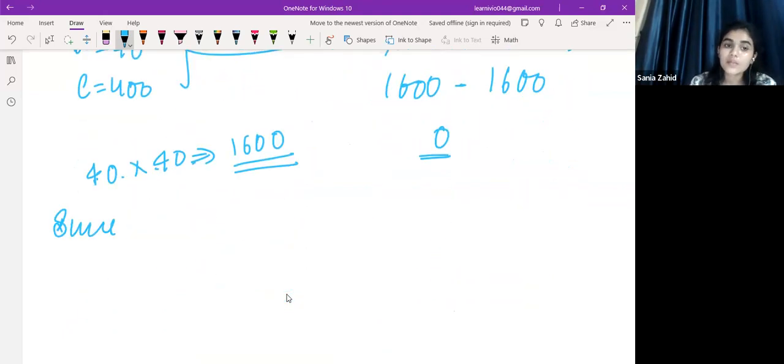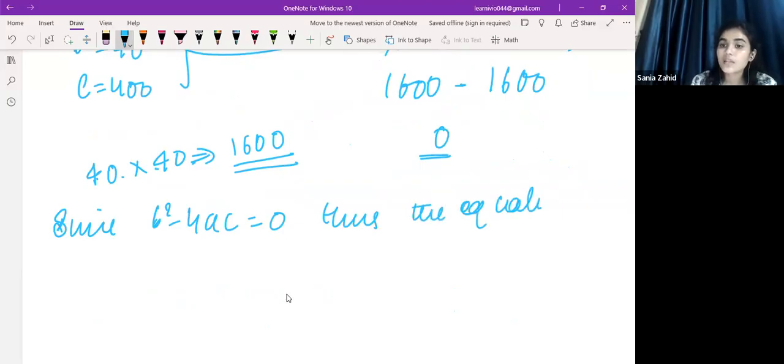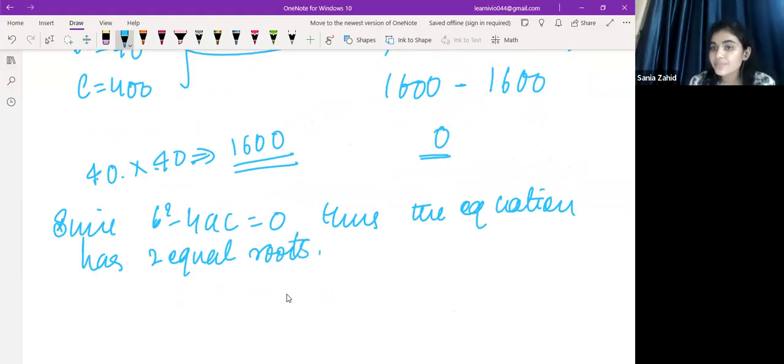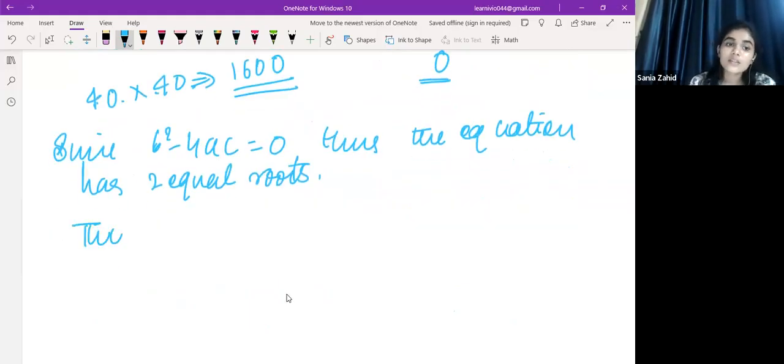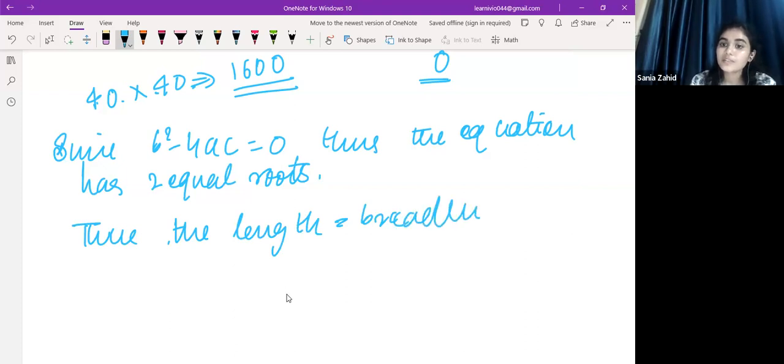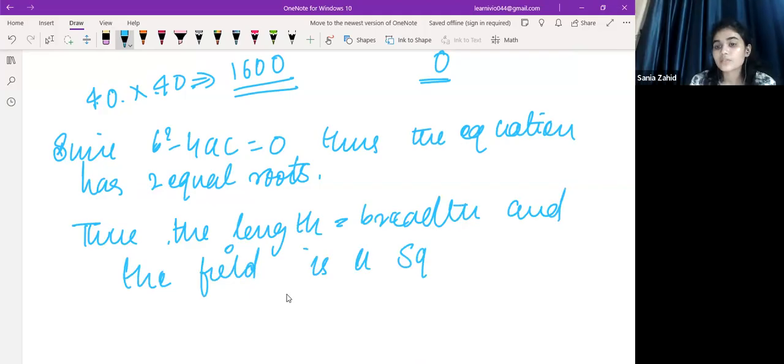Since b square minus 4ac is 0, thus the equation has two equal roots. Thus the length is equal to breadth and the field is a square. Okay, you understand this much?